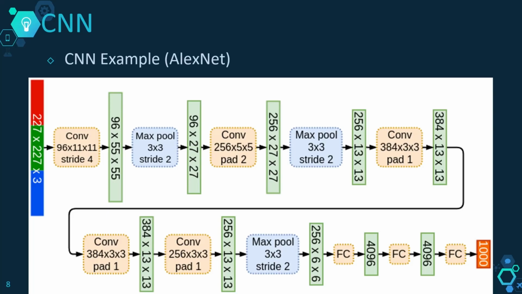Next, after pooling, the size becomes 27 by 27, and we still have 96 arrays. And we keep going. Next, we have another convolution layer. For this one, we have 256 convolution kernels, and each kernel has a size of 5 by 5.